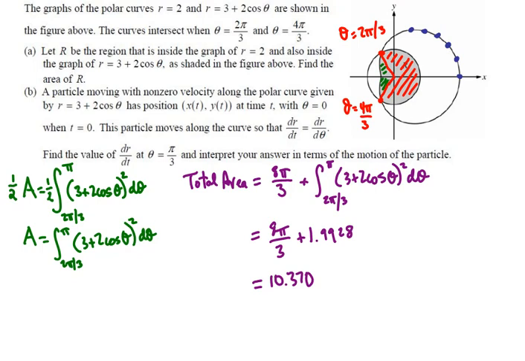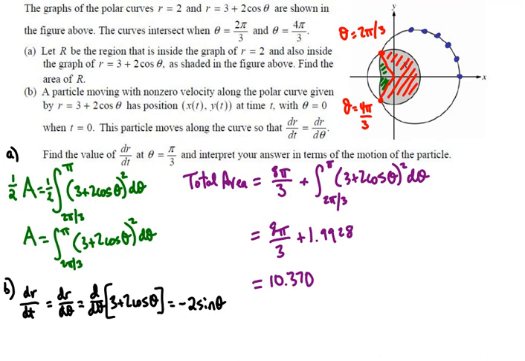And what we're trying to do is to find dr/dt at theta equals pi over 3. So we're looking for dr/dt, but dr/dt is equal to dr/dθ, and that is just the derivative with respect to theta of 3 plus 2 cosine theta, which simply turns out to be negative 2 sine theta. And at theta equal to pi over 3, that equals negative 2 times root 3 over 2, since sine of pi over 3 is root 3 over 2, which leaves us negative root 3.